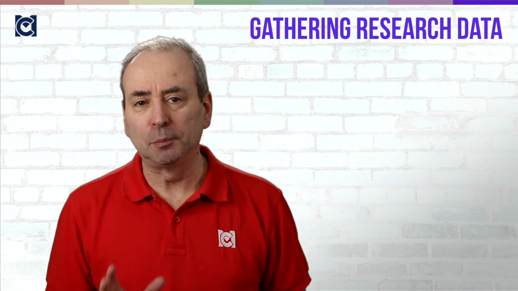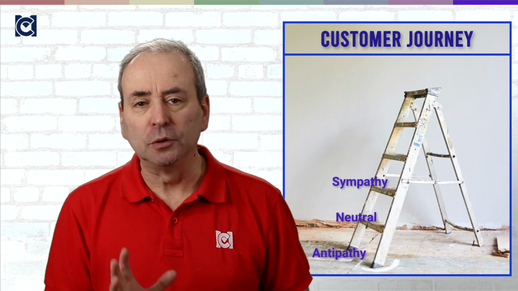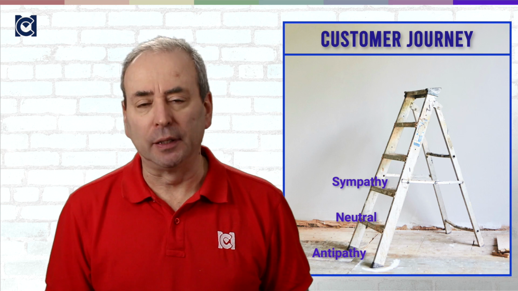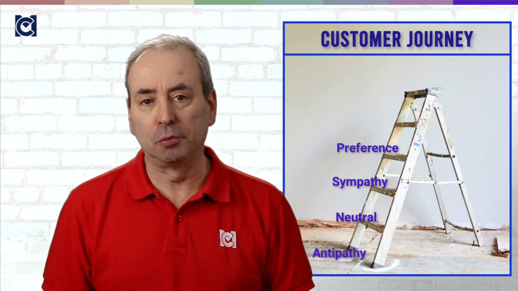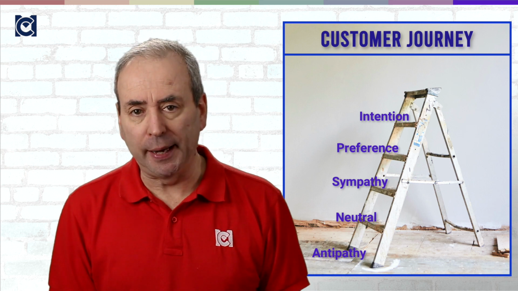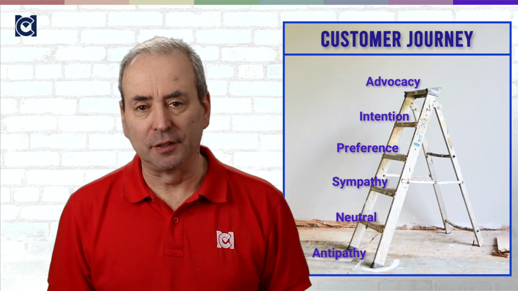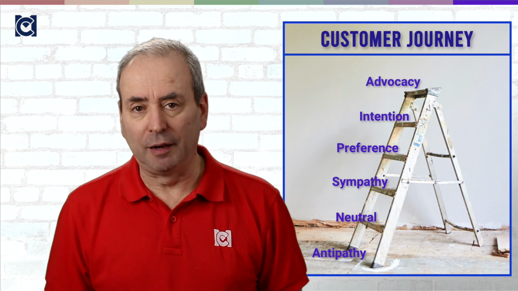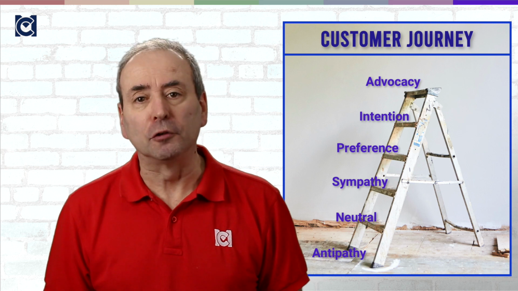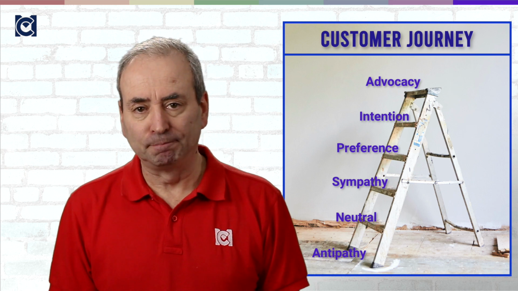In testing audience responses, you may also be interested in their attitudes to your brand, to your product, to whatever you're putting out in your advertising. How do they feel? Do they feel antipathy? Do they feel neutral? Do they feel sympathy for your product or service? Or a preference for it over competitors, or an intention to buy? Or, best of all, are they prepared to advocate for it? This gives us the hierarchy of antipathy, neutral, sympathy, preference, intention, and advocacy.